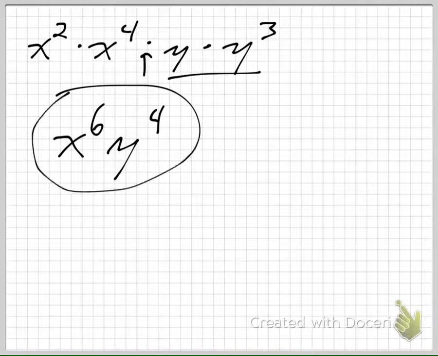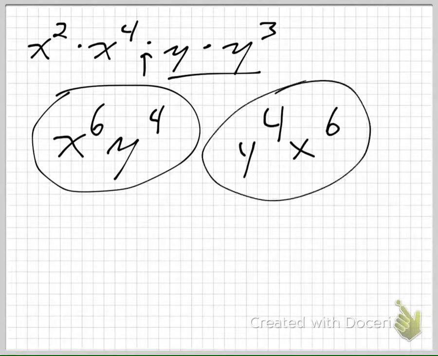Now listen, is it wrong to go y to the fourth, x to the sixth? Is that answer wrong? No. Why do we leave it like this? Just so that we can all be talking about the same thing. You put them in alphabetical order. Does that make sense? Put them in alphabetical order. It'll be a lot easier for us as a group. Okay. Using the commutative property. What about this?